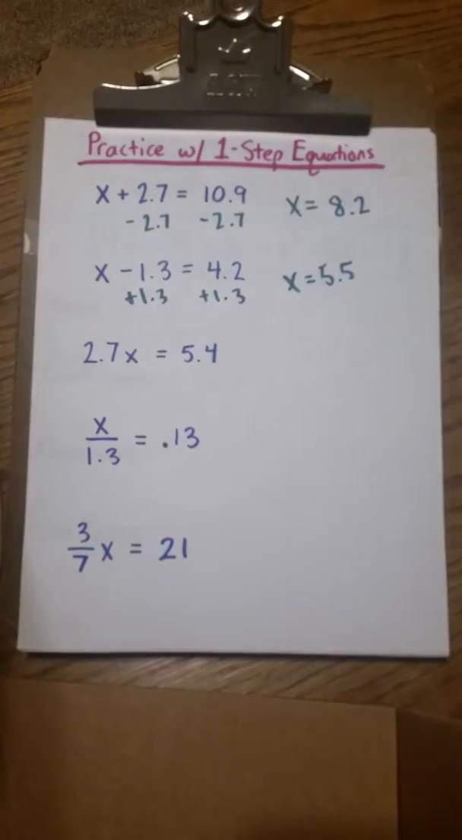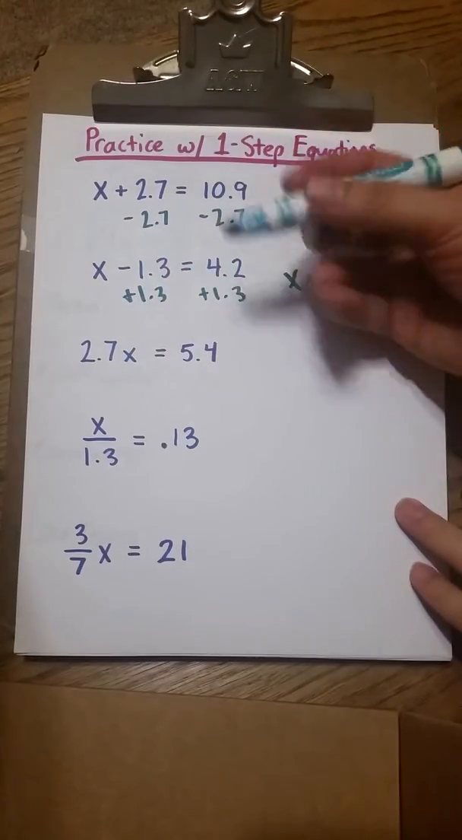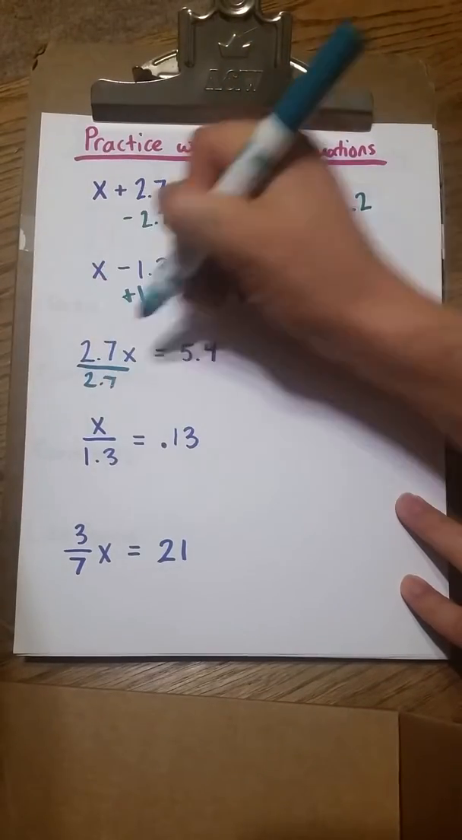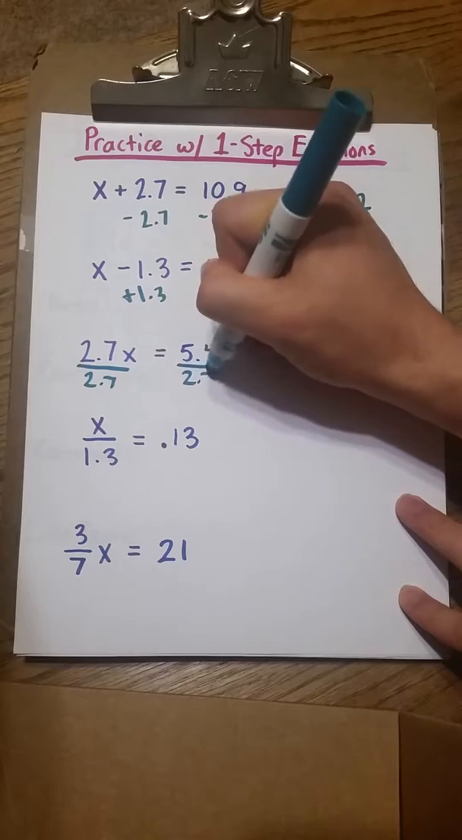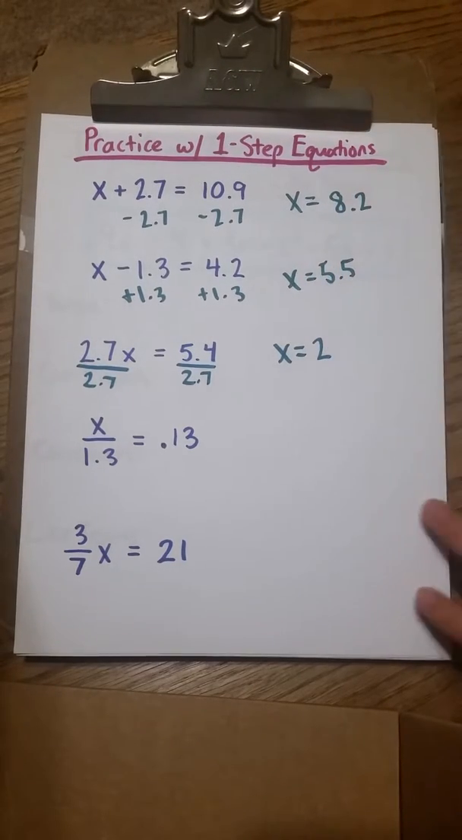On the third problem, we have multiplication, because it's touching the x. 2.7 times x equals 5.4. To get rid of multiplication, we use division. Okay, so we divide 2.7 by both sides. This cancels, and x ends up equaling 2 in this case.